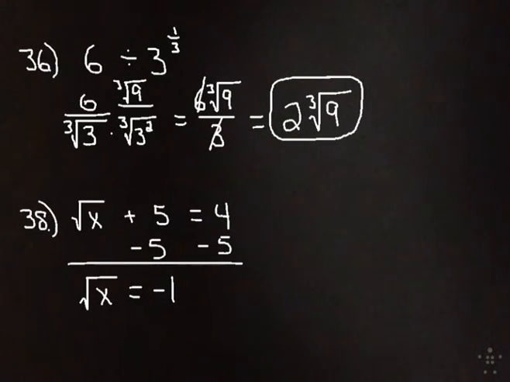Now, to get rid of a square root, we would square both sides, but I don't need to do that. Why not? Because unless I'm working with imaginary numbers, and I'm not here, you cannot get a square root of a number to equal a negative number. A negative integer is not possible. So we would just say at this point it is the empty set.